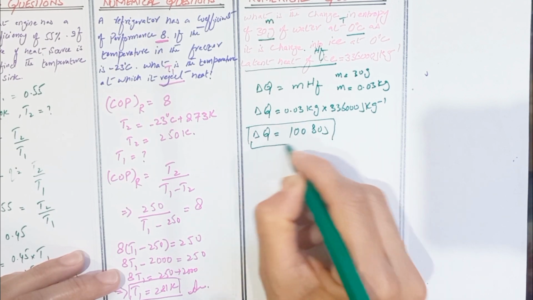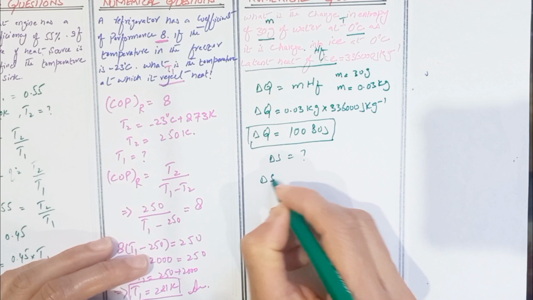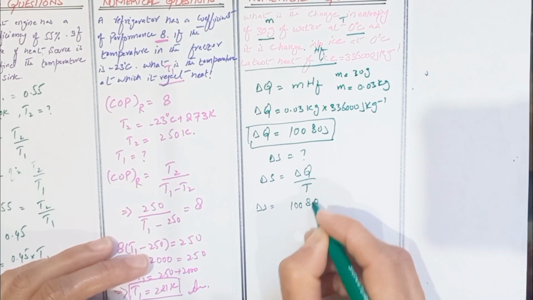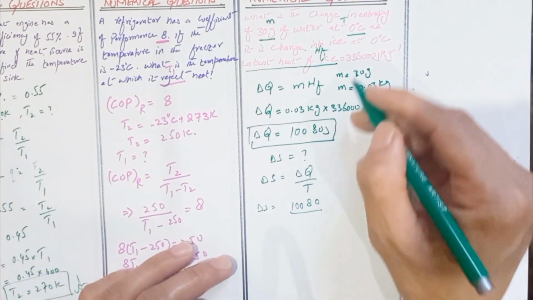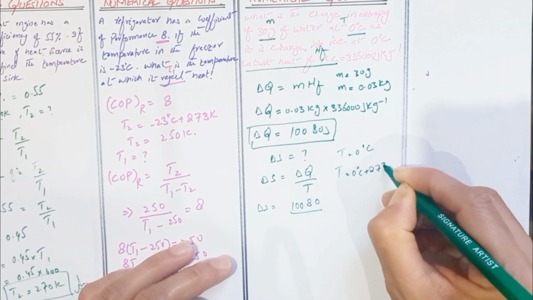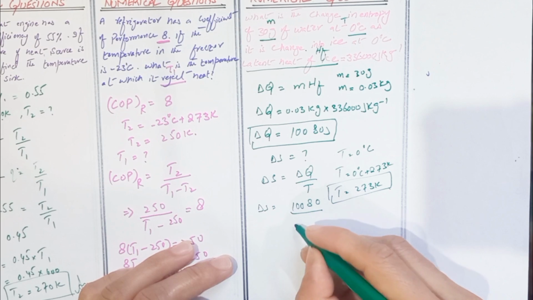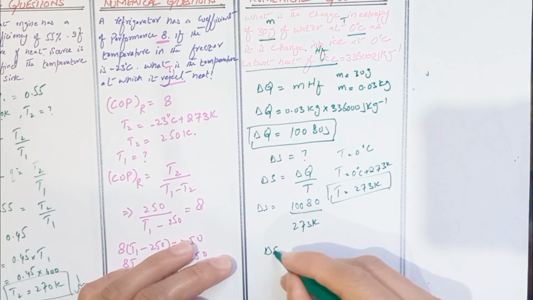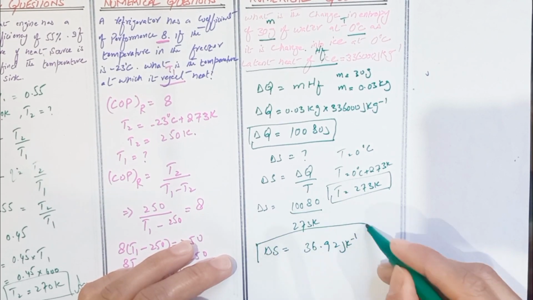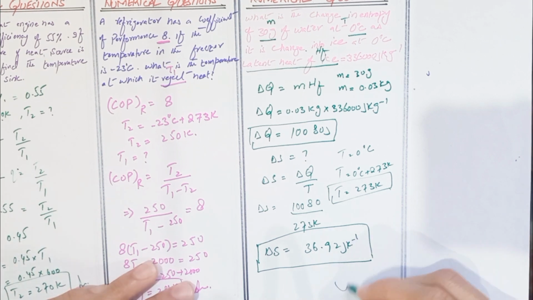That is the heat. What is the change in entropy? We find the change in entropy. We know that the change in entropy is equal to delta Q over T. So delta Q is equal to 10,080. Our temperature is given as 0 degrees centigrade, changed into Kelvin it is 273 Kelvin. So temperature is equal to 273. So here delta S is equal to 36.92 joule per Kelvin. That is the entropy change of the water. This is the answer.